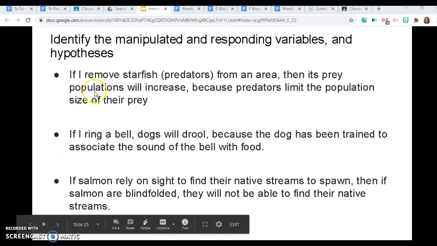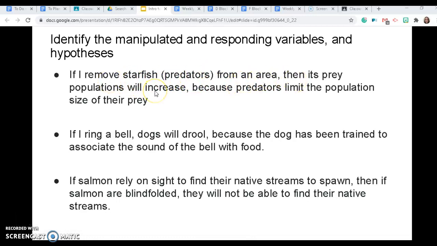So if I remove starfish, which are predators, from an area, then its prey populations will increase because predators limit the population size of their prey. Removing the starfish would be the manipulated variable or the independent variable, because this is what I did as a researcher. The response to that change is its prey population will increase. And then I have a general statement about nature: predators limit the population size of their prey. My if, then, and because statement.